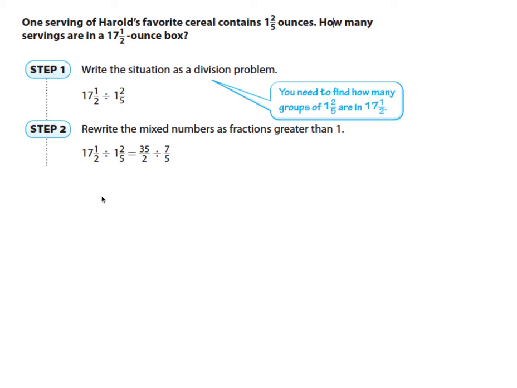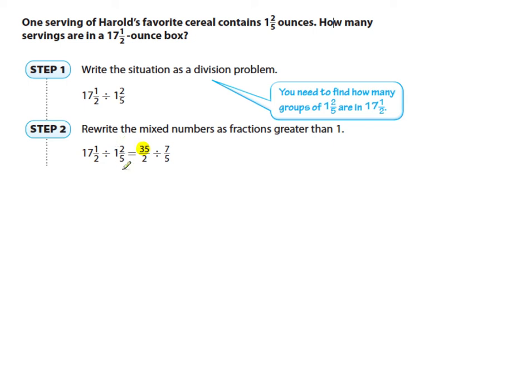So the next thing you do is rewrite the mixed numbers as fractions greater than 1, or improper fractions. So 17.5, you may remember how to turn it into an improper fraction: you multiply the denominator times the whole number, add the numerator, and then put that final answer over 2. So 17 times 2 is 34, plus 1 is 35, and there it is right there. Let me just highlight that real quick. 35, and that's going to go back over the 2.